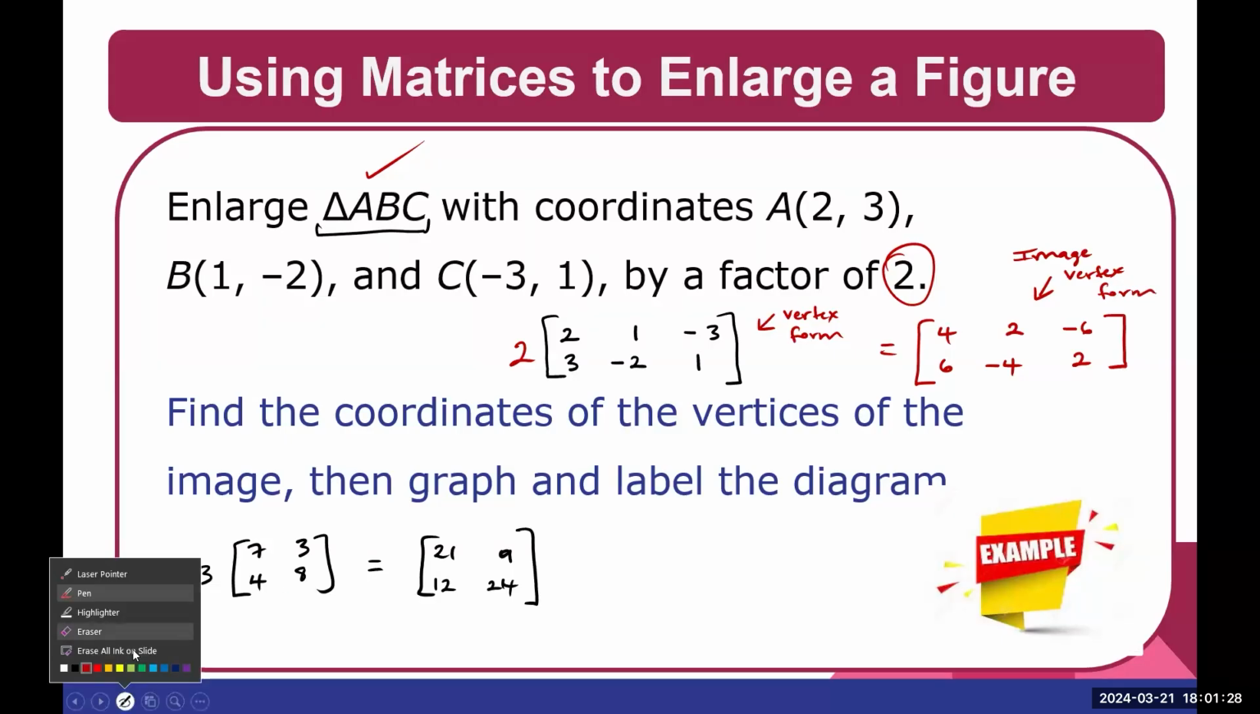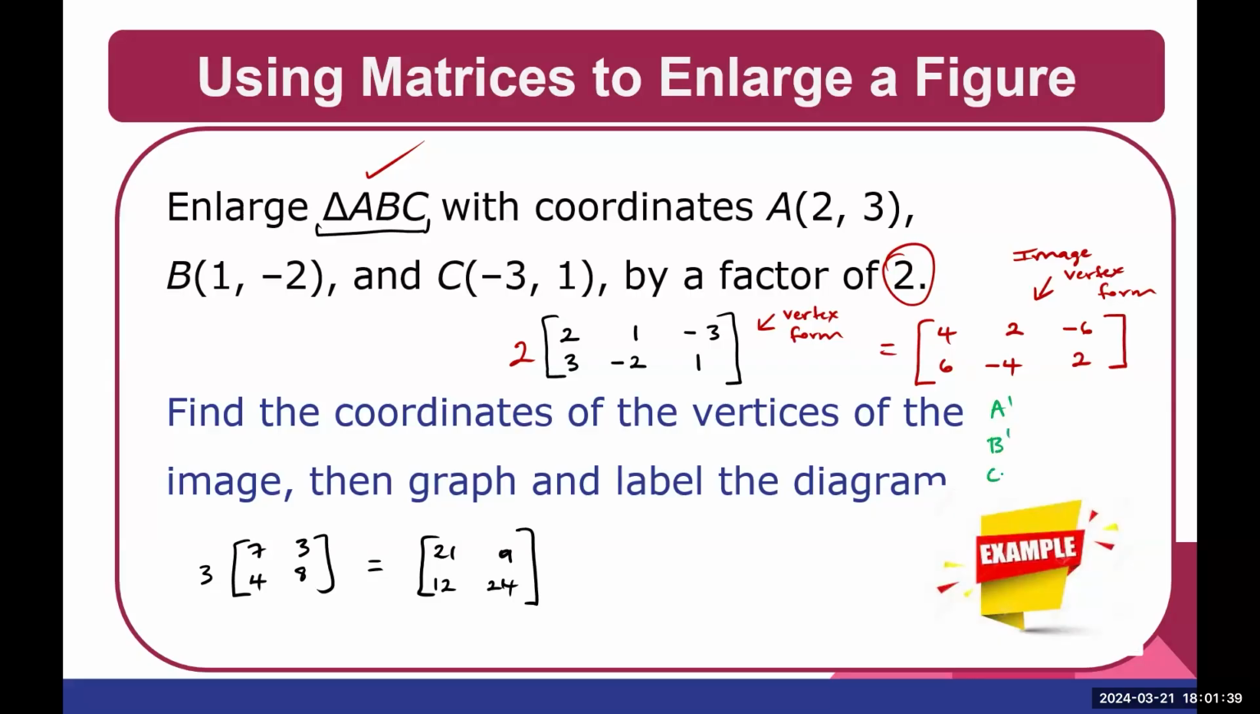So what if we wanted to write this as our coordinates? How would we write it? Let's say A prime, B prime, C prime. A prime would be 4, 6. B prime would be 2, negative 4. C prime would be negative 6, 2. So this now would be our image.